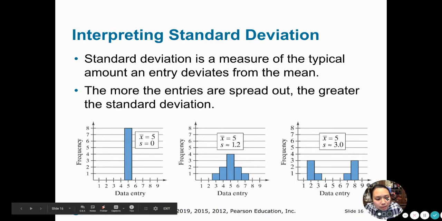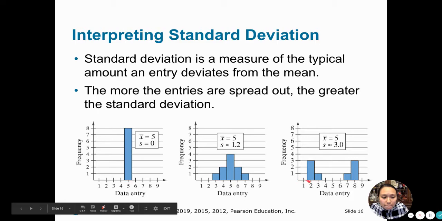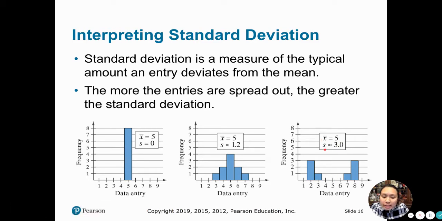All right, last but not least, here is an exceptionally good example of how standard deviation works. We have 3 entries at 2, and we have 3 entries at 8. We have 1 entry at 3 and another entry at 7. And if I were to find the average of 3 2s, 1 3, 1 7, and 3 8s, we actually find that the average is still 5. But the standard deviation here is 3. It is much larger than this second graph right here.